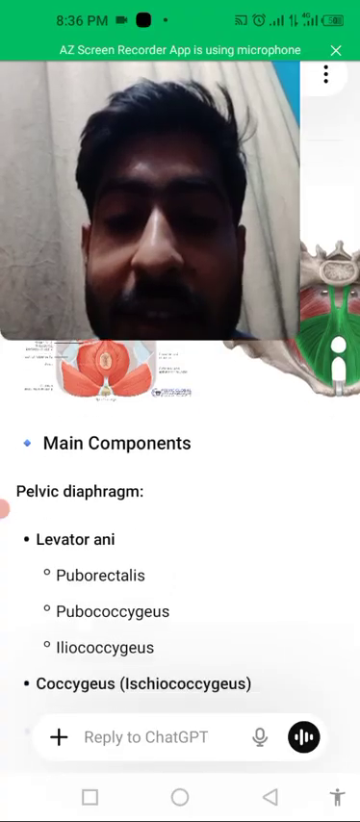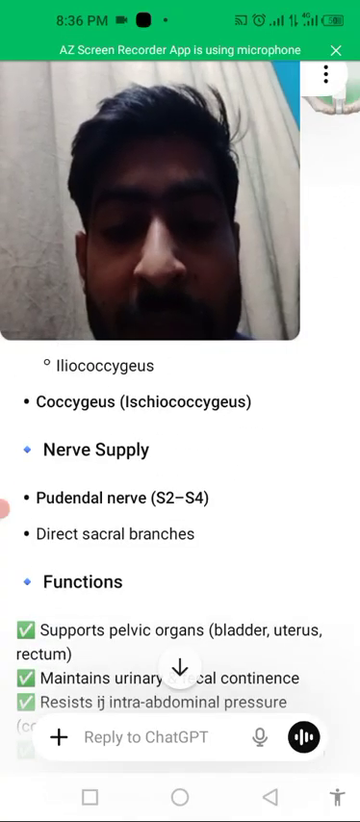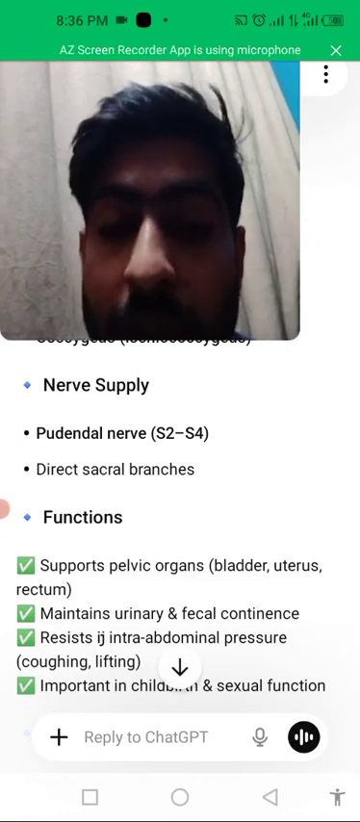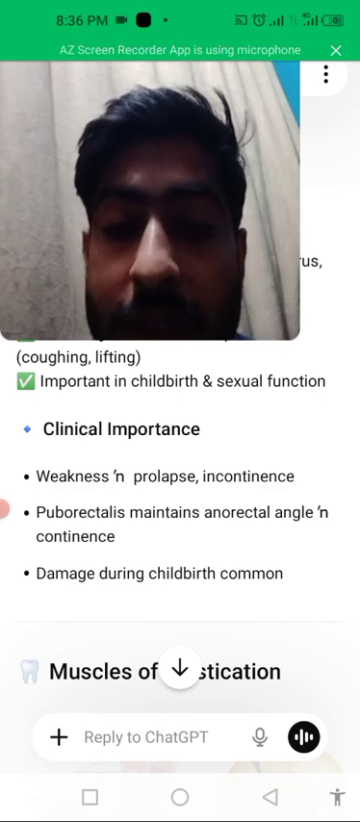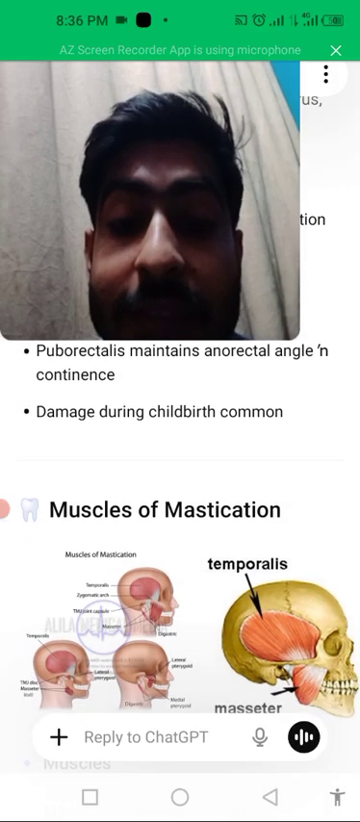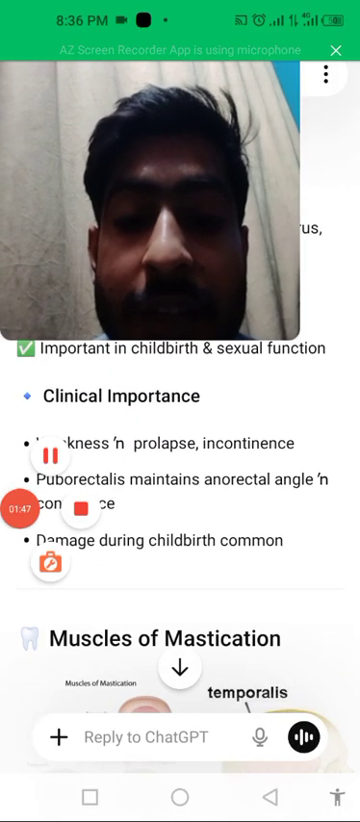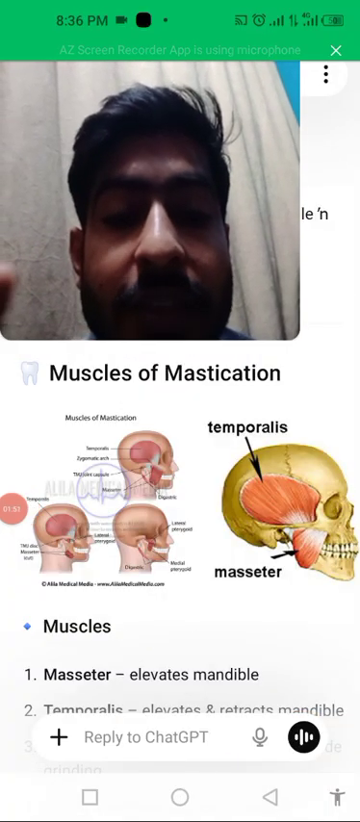These three muscles, the levator ani, and these muscles are the main support for the pelvic floor, and nerve supply is from S2 to S4, the pudendal nerve. Weakness results in prolapse and incontinence, and damage in childbirth is common. Puborectalis maintains the anorectal angle and continence. And now come the muscles of mastication.